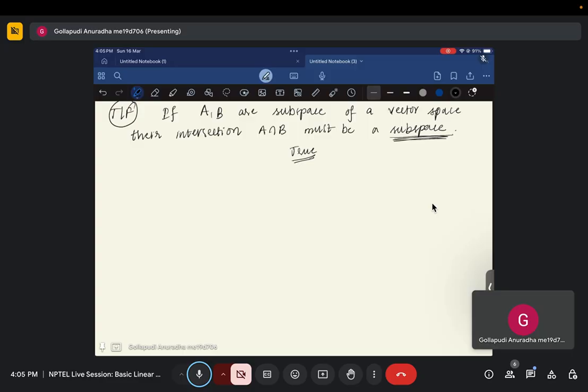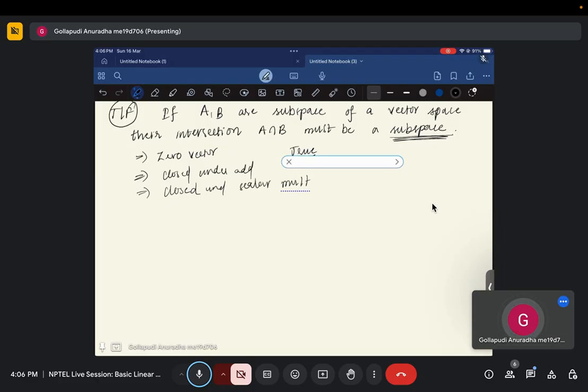Alpha v1 plus beta v2 belongs to the intersection. So first of all, the zero vector must be there. Anyways, that we know already. The zero vector must be there, and it must be closed under addition, and also closed under scalar multiplication.